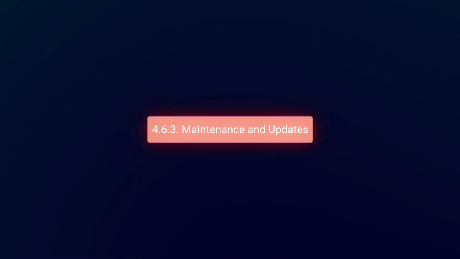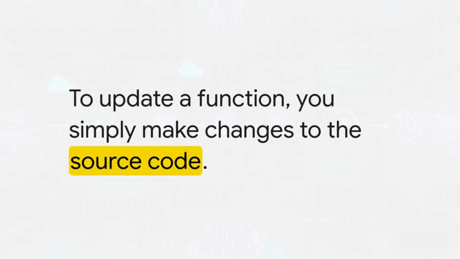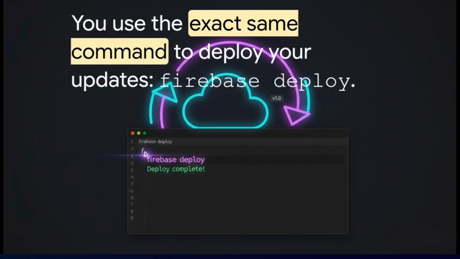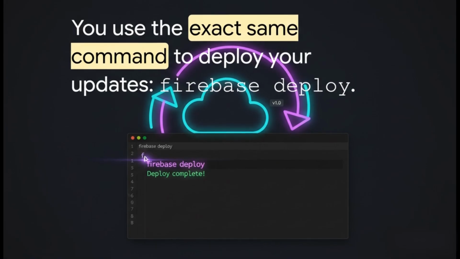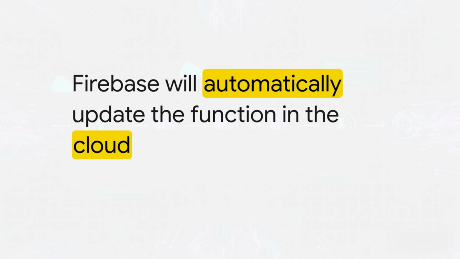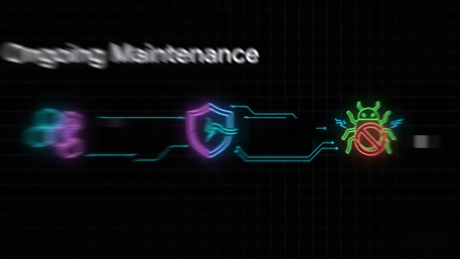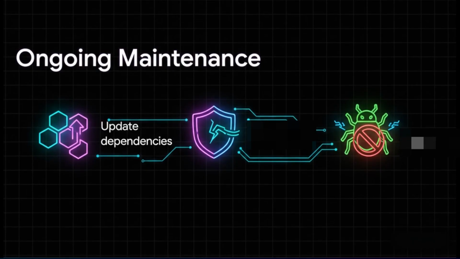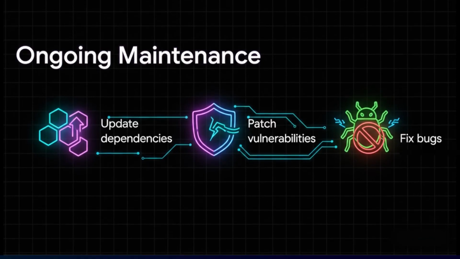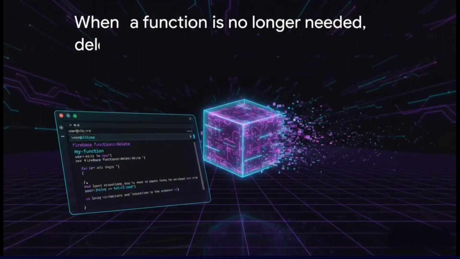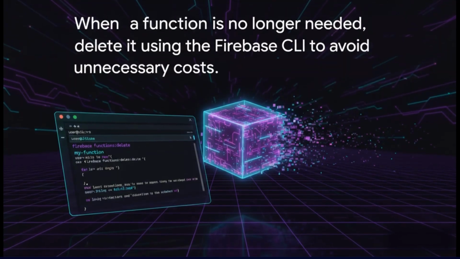Maintenance and updates. To update a function, you simply make changes to the source code and run the deployment command again. Firebase will automatically update the function in the cloud. You should also periodically update your function's dependencies to patch security vulnerabilities and fix bugs. When a function is no longer needed, you can delete it using the Firebase command line interface to avoid unnecessary costs.